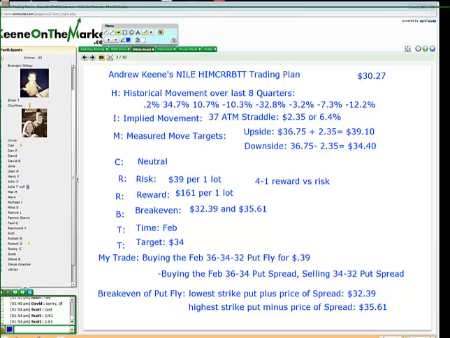I'm 100% not going to trade this one on earnings. Put or call fly candidates are not good risk versus reward setups. Buying premium doesn't seem like a good setup. I don't want to be buying premium as last time the stock didn't move at all. I don't want to be selling premium because the stock has moved a lot.